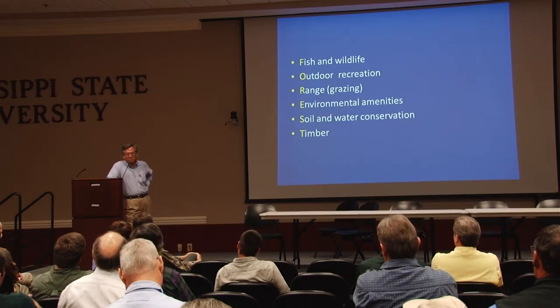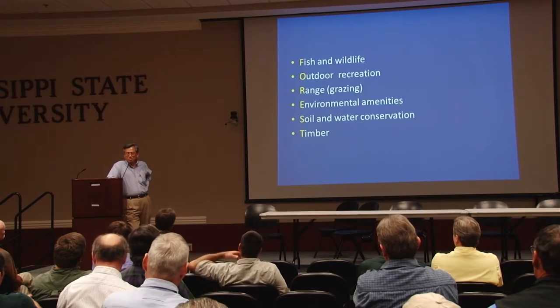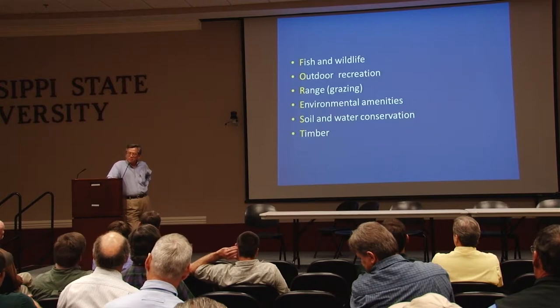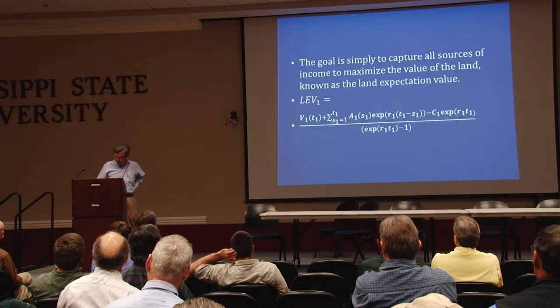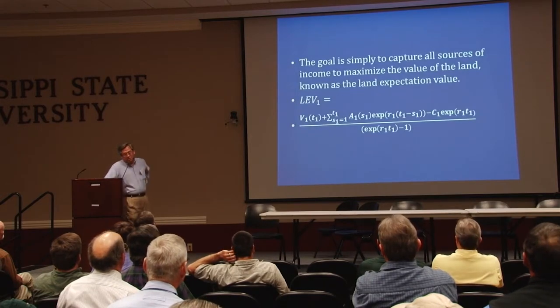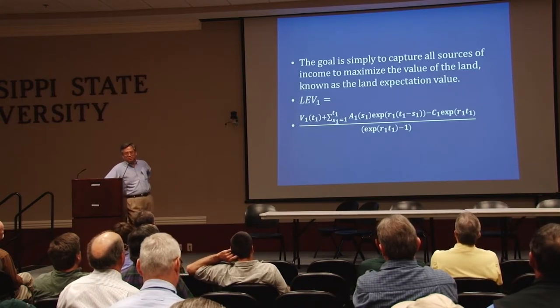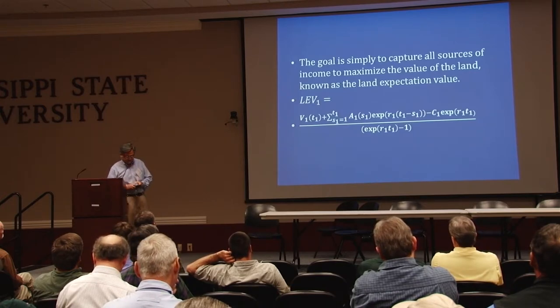And by the same token, I think that's what we're looking at here. I will be willing to bet you that if I show up at Merrill Lynch and say, I have $500,000 in stocks and bonds in my portfolio, the broker will be falling all over themselves trying to get my business. I can tell you that much. Now, the goal, obviously, is to capture all the value and then maximize the value of the land, which is expressed here as the land expectation value.